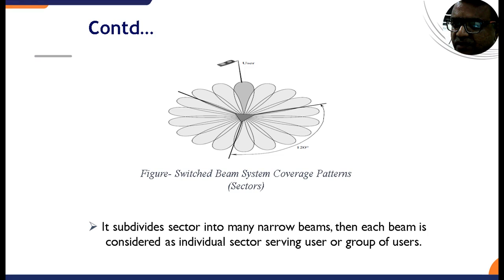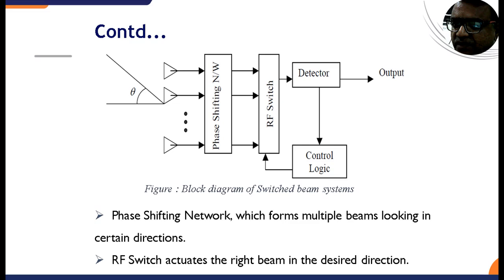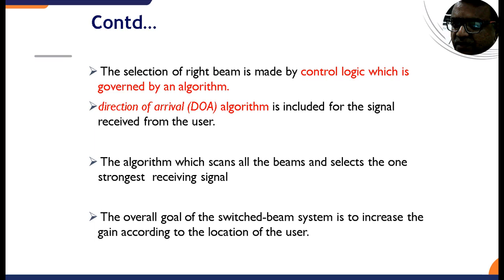This figure shows multiple beams which are activated when there is a mobile user. It subdivides sectors into many narrow beams. Then each beam is considered as an individual sector, serving a user or group of users. The block diagram of the switched beam system has an RF switch, phase shifting networks, detectors and control logic. The phase shifting network forms multiple beams looking in certain directions. The RF switch activates the right beam in the desired direction. The selection of the right beam is made by control logic, which is governed by an algorithm.